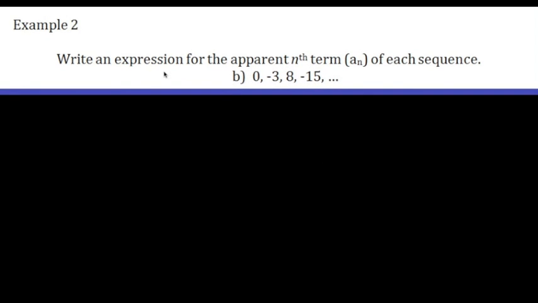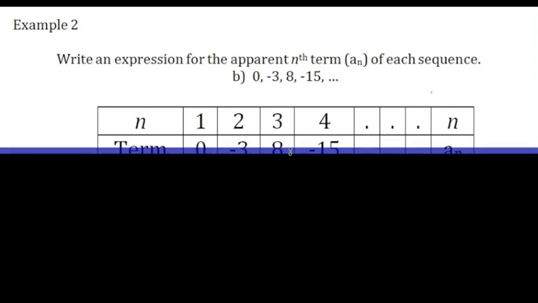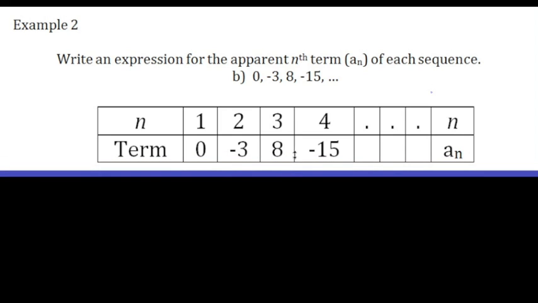I'm going to look at part B for example number 2. Same thing again, I just want to find the expression for the sequence 0, -3, 8, -15. So what we're going to do first is just look at the numbers. Ignore the sign right now. Let's just look at the 0, 3, 8, and 15. Again, I'm going to see if there is a way I can get from 1 to 0, 2 to 3, 3 to 8, 4 to 15. Of course, right now we're looking only at the absolute value of these, not the sign. We'll take care of the sign in a few minutes.